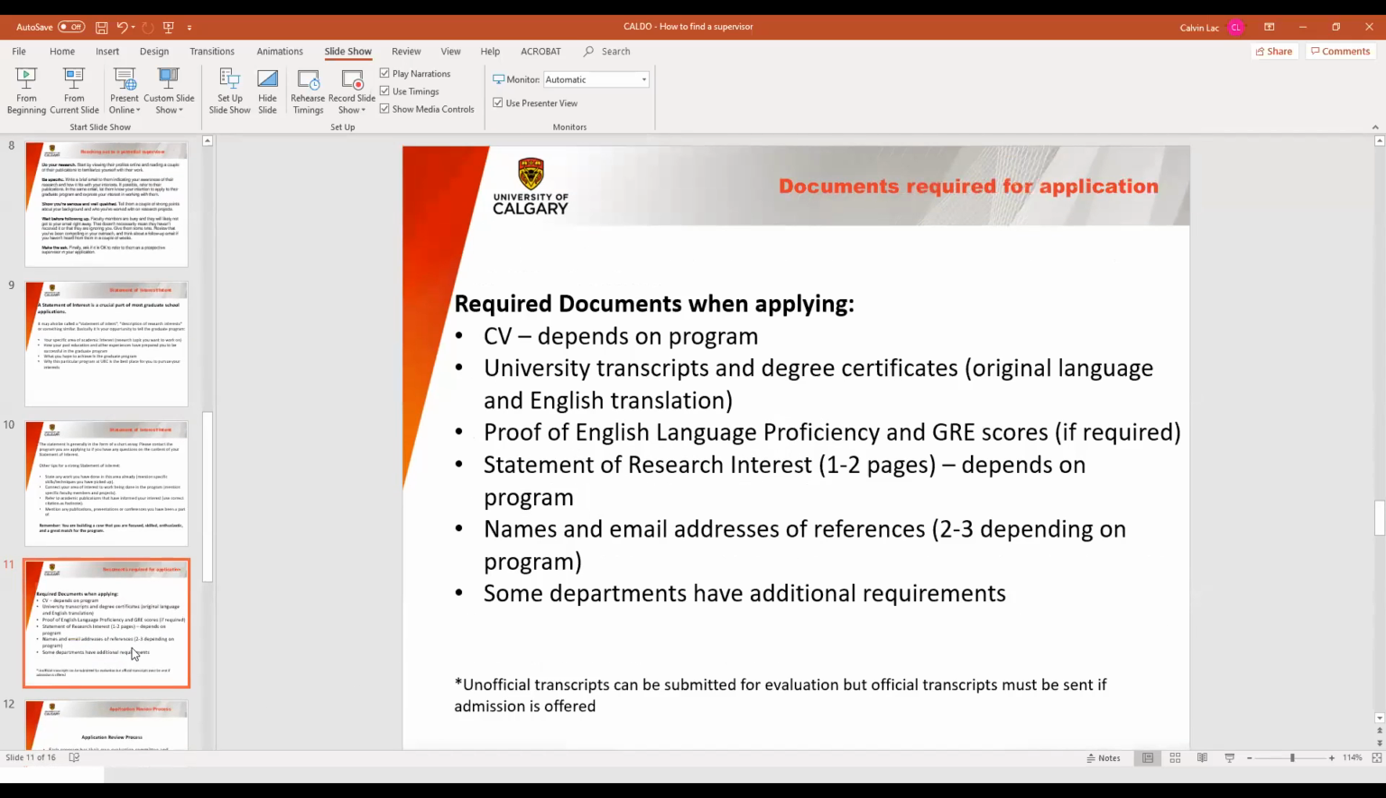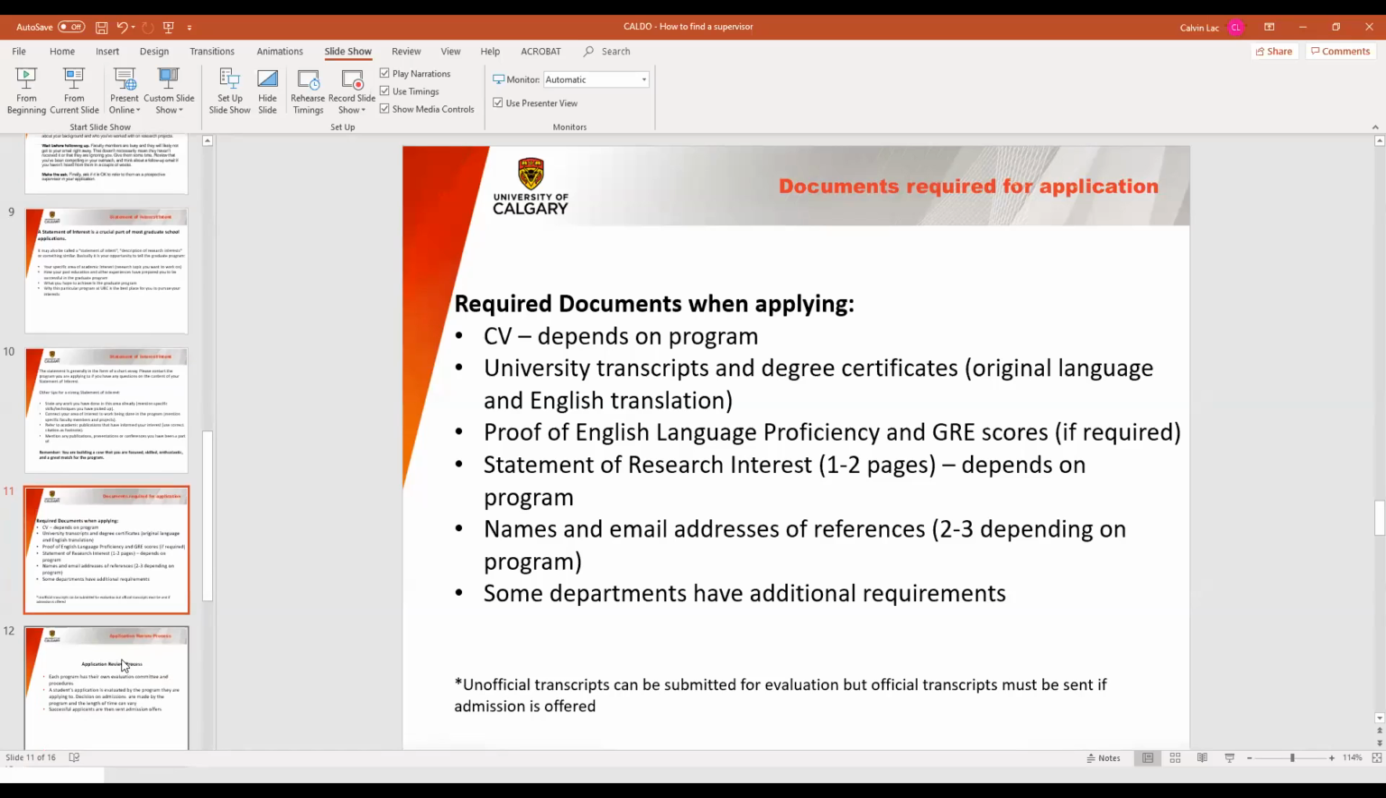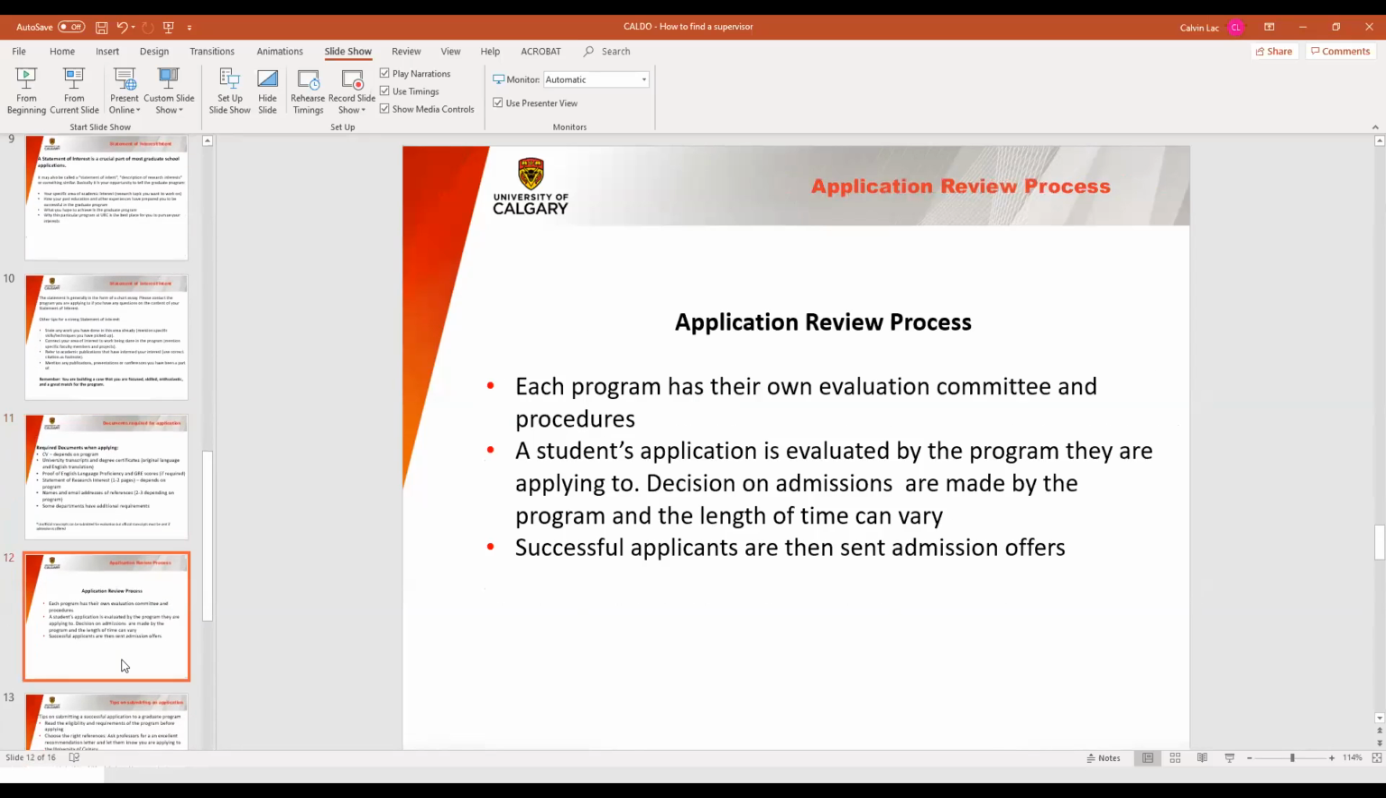When you're applying to the University of Calgary, there are some supporting documents that you might need to prepare and have ready to upload to your application. The CV depends on the program, your transcripts that Bibiana mentioned earlier, proof of English language scores or GRE scores if required, the statement of interest, the names and email addresses of your references, and some programs might have additional requirements. For example, if you're applying to architecture, they might ask for a portfolio of your work.